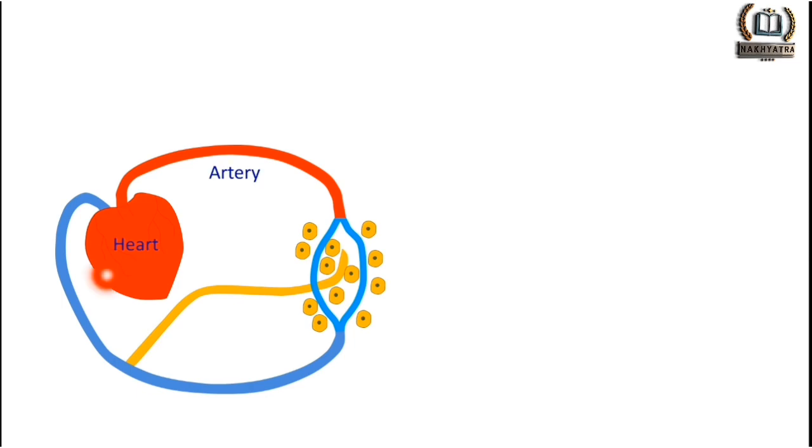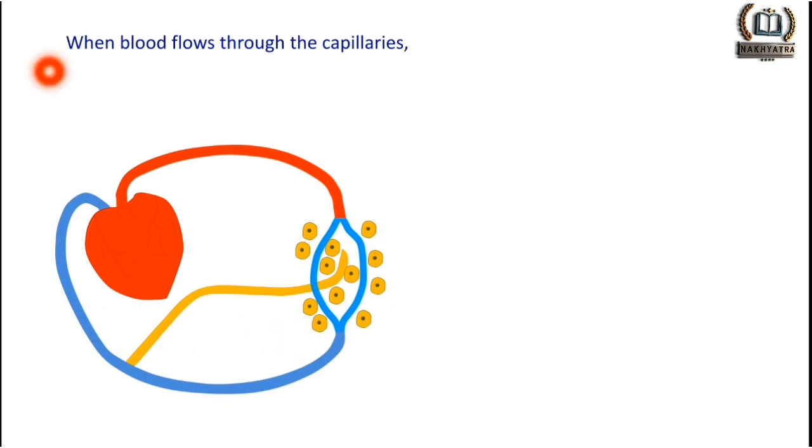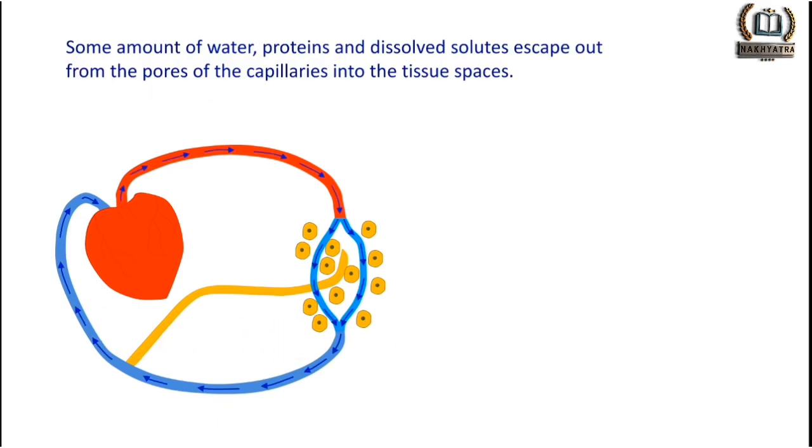From the heart, the artery goes to the tissues, where it divides into capillaries, as you can see here. Okay, and these are the tissue spaces, and the blue one is the vein. So see here, when the blood flows through the capillaries, some amount of water, proteins and dissolved solutes escape out from the pores of the capillaries into the tissue spaces.